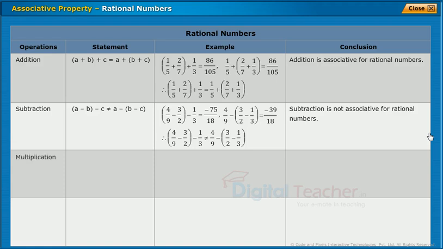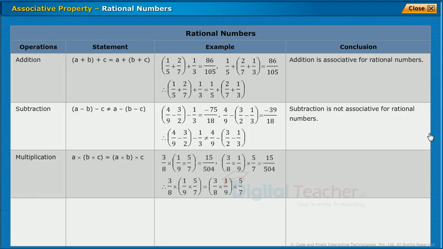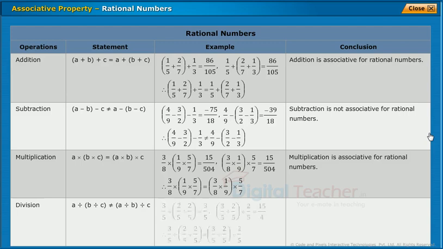Under multiplication, it states that the product of three rational numbers remains the same even if the grouping of the numbers is changed. Its example is as shown on the screen. It concludes that multiplication is associative for rational numbers. Under division, it states that the quotient obtained by the division of three rational numbers is not the same if the order of the division is changed. Its example is as shown on the screen. It concludes that division is not associative for rational numbers.